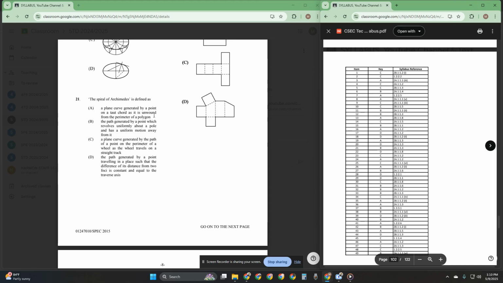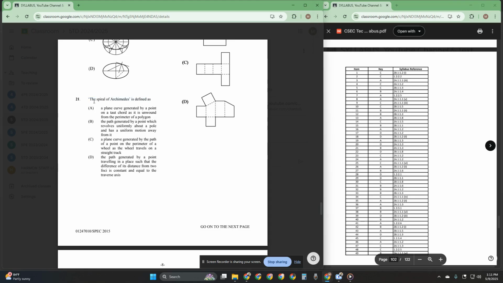21, the spiral of Archimedes is defined as a plane curve generated by a point on a taut chord as it is unwound from the perimeter of a polygon. The path generated by a point which revolves uniformly about a pole and has a uniform motion away from it. A plane curve generated by the path of a point on the perimeter of a wheel as the wheel travels on a straight track. The path generated by a point traveling in a plane such that the difference of its distance from two foci is constant and equal to the transverse axis. Now I have forgotten what the question was.